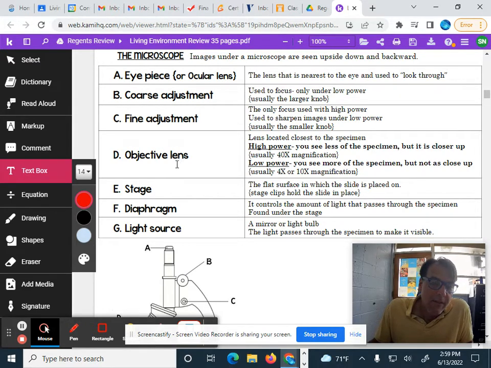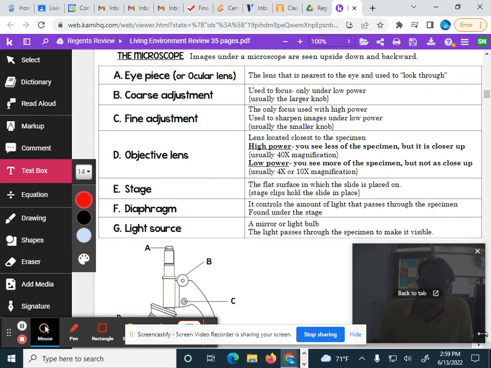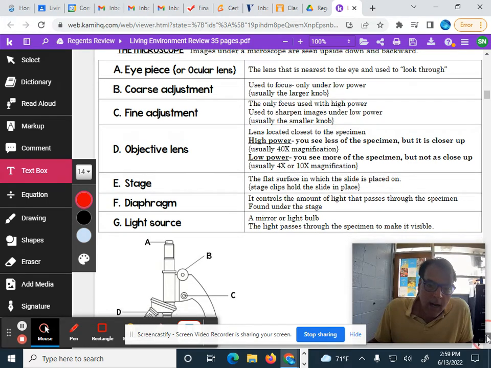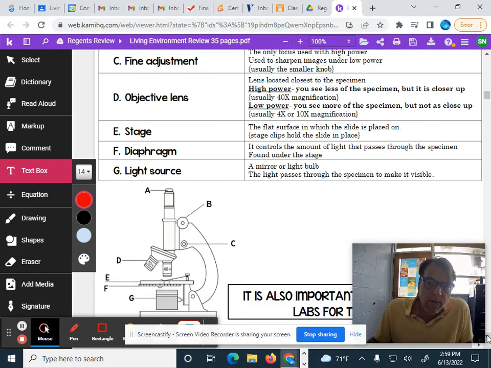Usually the total magnification is the eyepiece times the objective lens, and that gives you total magnification. And so when you're viewing a specimen, you're really viewing it at an increase in magnification, the total magnification size, the eyepiece times the objective lens. So for low power, it's 4x, which is the objective lens, times 10x, which is the eyepiece. So the total magnification is 40x or 40 times.